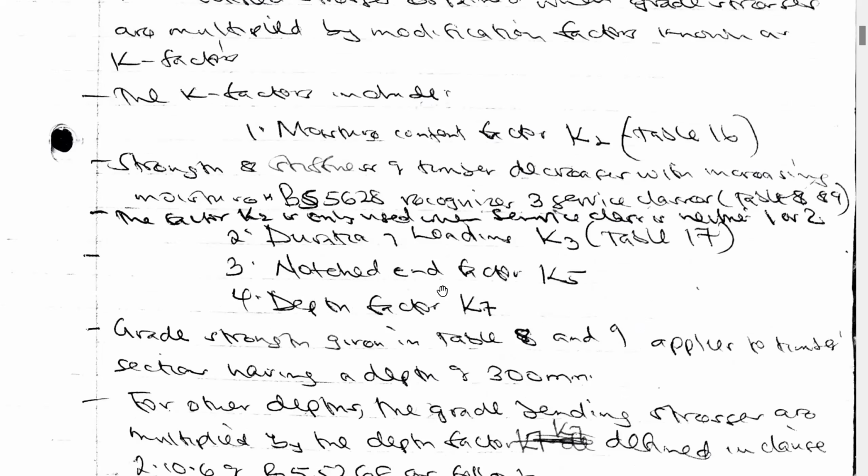Then we have the notched end factor. Now, the notched end factor means our timber sections, at their ends, are connected in the form of notches and grooves. So it's factor K5.